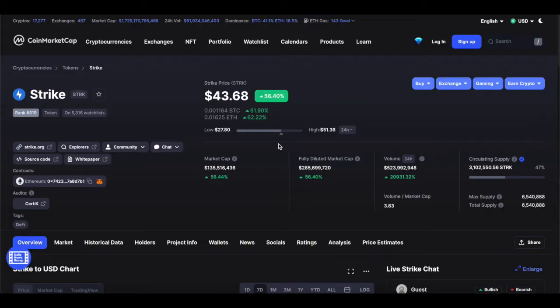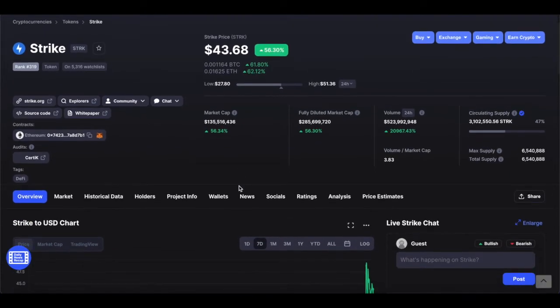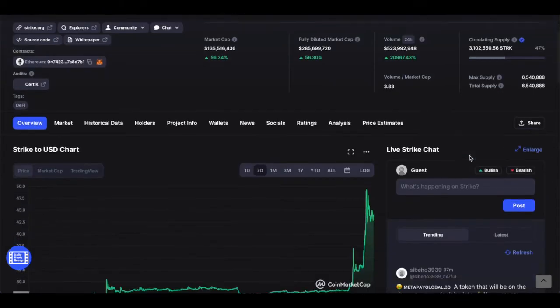Now, as for the STRK token itself, the token is currently valued at $43.68. And in the last 24 hours, the token has increased its value by 56%. That's the same for the market cap. It's increased its market cap by 56%. And that's really incredible. This currently ranks the token at 319 in the world of all cryptocurrency.